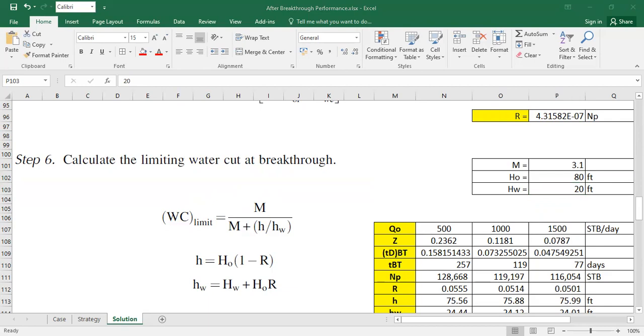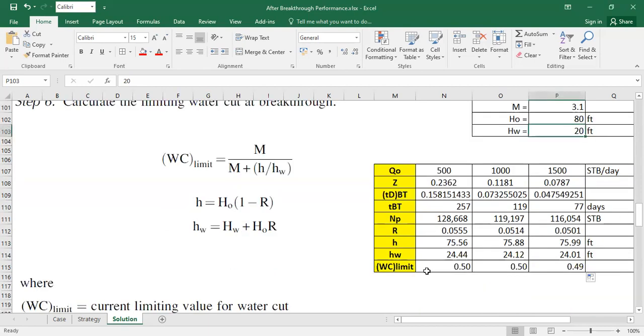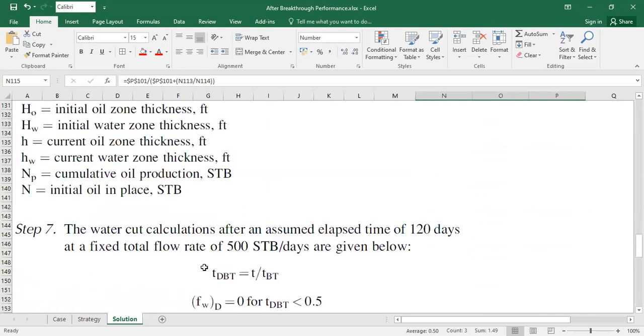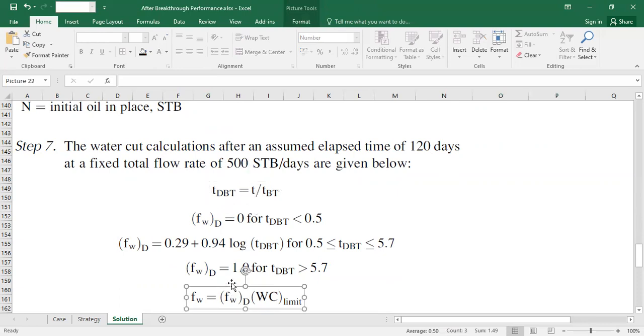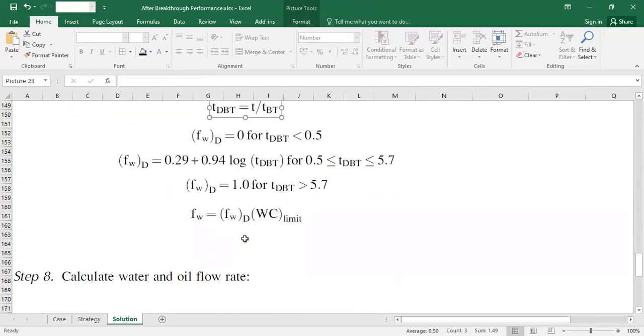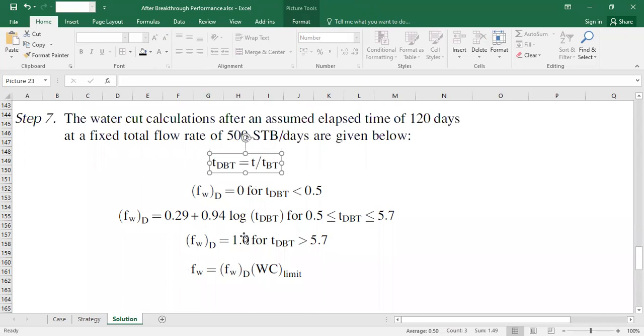So we have the water cut limit. Now, the next step is the water cut calculation after an assumed elapsed time of 120 days at a fixed total flow rate of 500 stock tank barrels per day. And this will be the correlation that we will use. So at this point, we need to make a table.